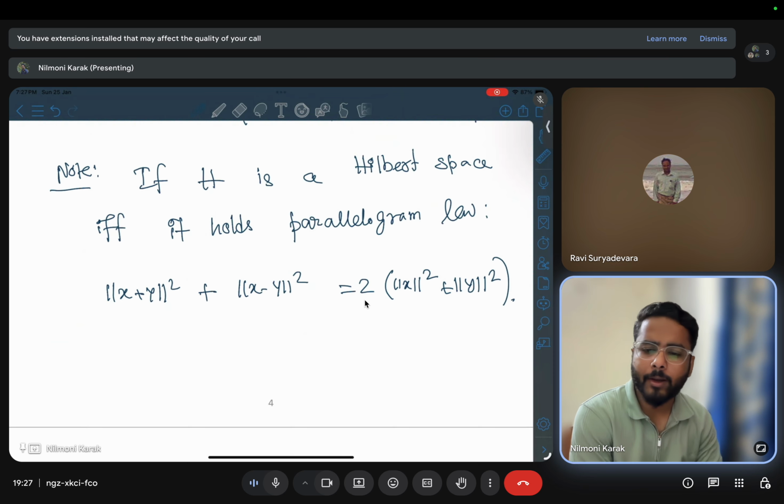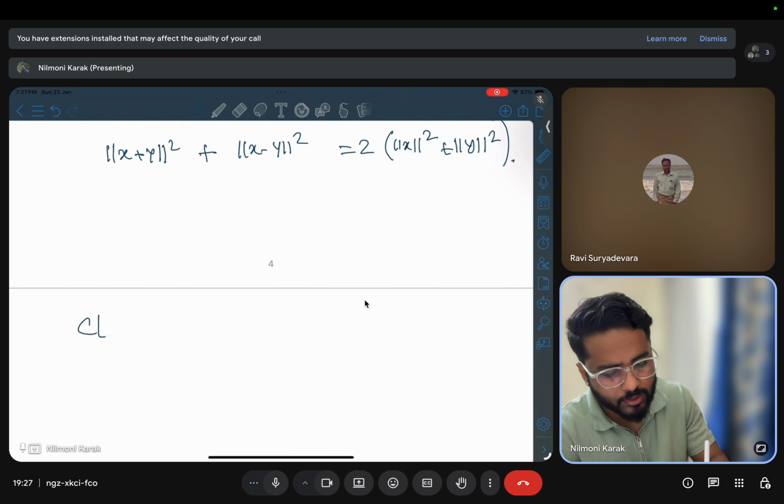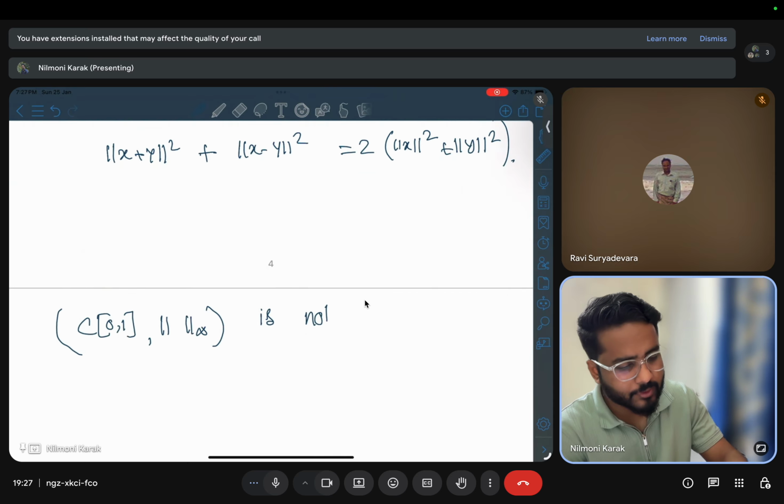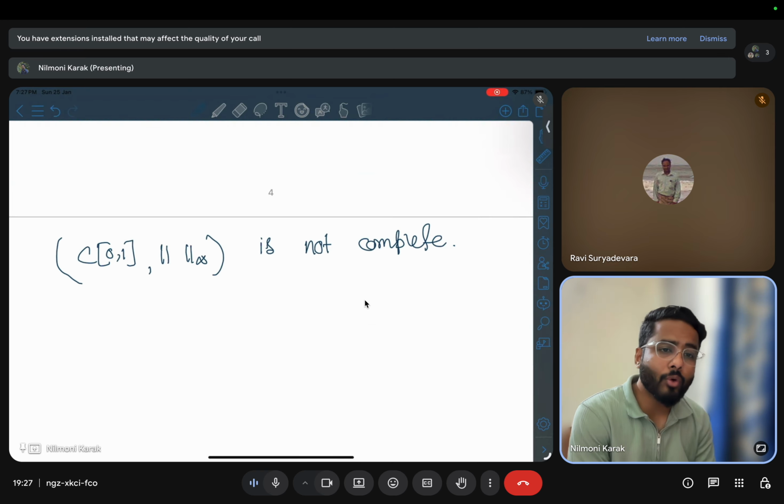So now we will see C01, the subnorm. With respect to the subnorm, it is not complete. So why? To show it is not complete, we will take a Cauchy sequence which will converge to an element which is not in C01.